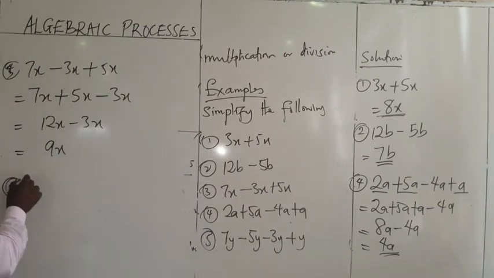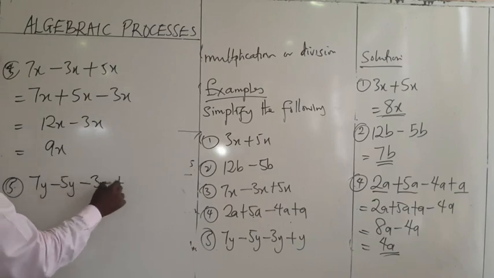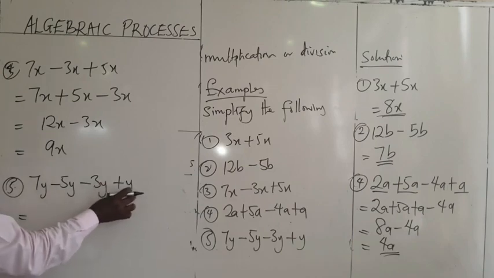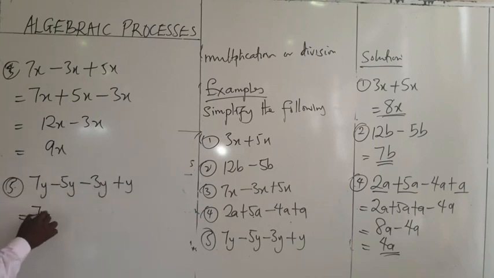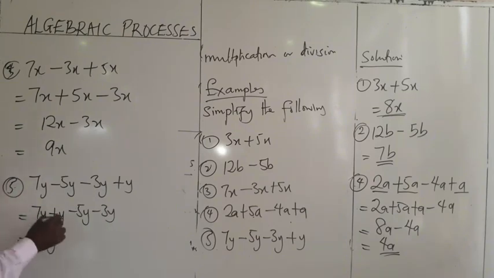So let's see how we're going to do that. 7y minus 5y minus 3y plus y. Now here, this 7y, the sign we have in front of it is plus. The sign we have in front of this one is also plus. We bring the two of them together. That is 7y plus y. Then minus 5y minus 3y. So 7y plus y gives us what? 8y. Are you with me? Then minus 5y minus 3y. So minus 5y, you are owing 5, you are also owing 3. That gives us minus what?